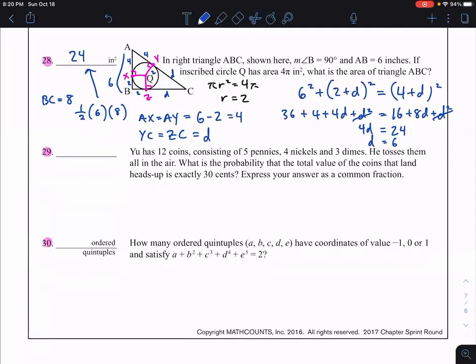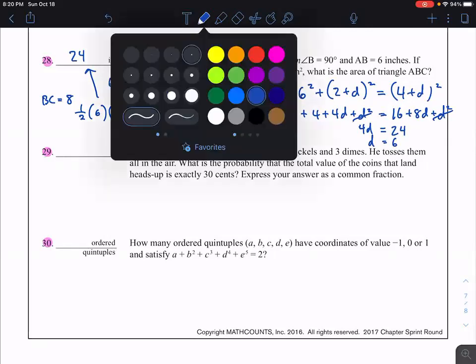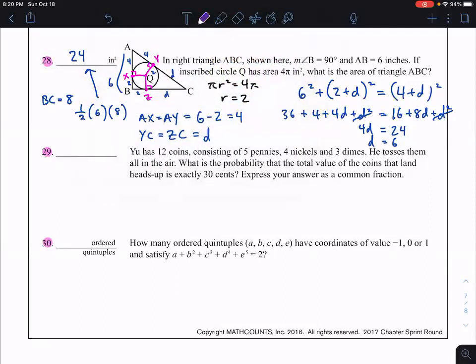29. So U has a bunch of coins, and he tosses them all up in the air and he wants to find the probability that the total value that lands heads up is 30. Yeah, this is a bunch of casework.